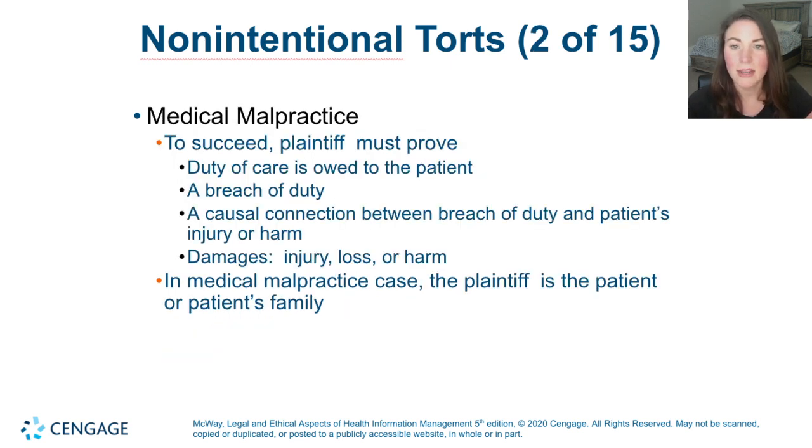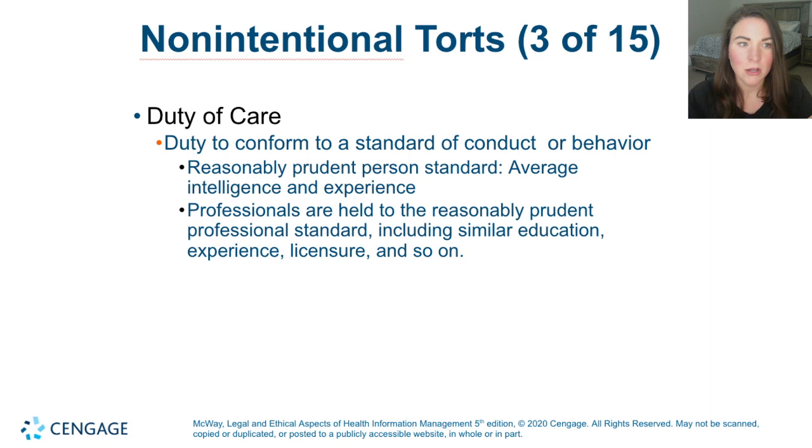Okay, to win a medical malpractice case, the patient needs to prove four things: that a duty of care is owed to the patient, that there was a breach of that duty, that there's a causal connection between the breach of duty and the patient's injury, and what were the damages? What was the injury or the harm? Okay, so what do all those things mean?